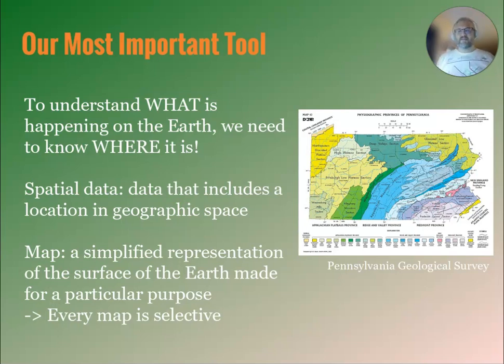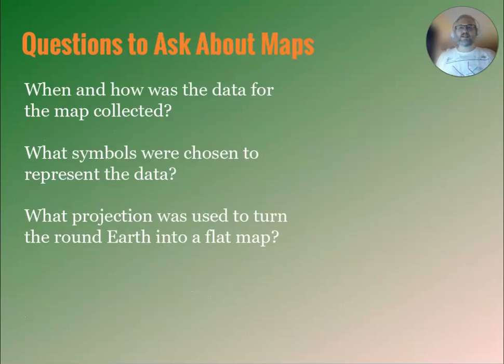Okay, so a map is simplifying the Earth to serve some sort of purpose. We have a goal for it, and we're using it as a tool for something. And so because of that, every map is going to be selective in what it shows and how it shows it. So some questions that are important for you to ask about any map, and that's going to include the maps that we look at in this course, and any other maps that you run into any other time in your life, is you should ask first, when and how was the data for the map collected?